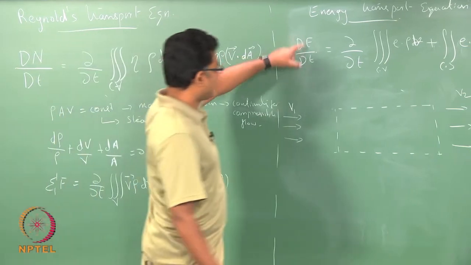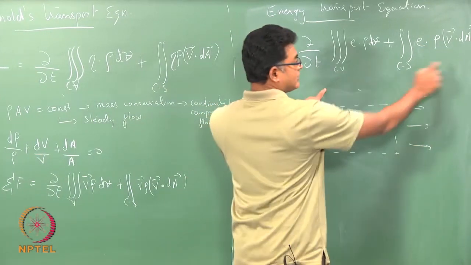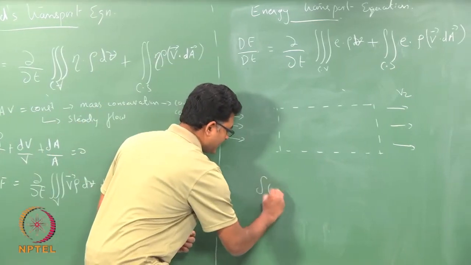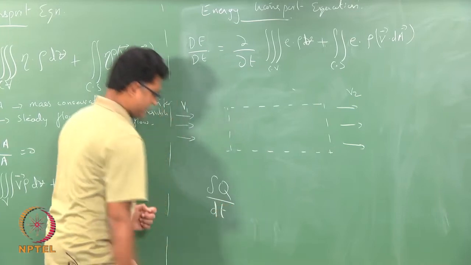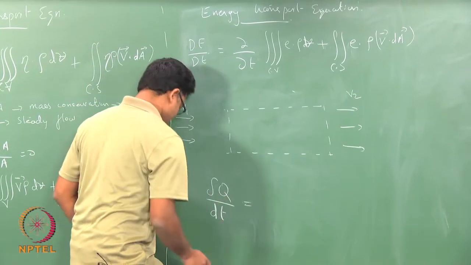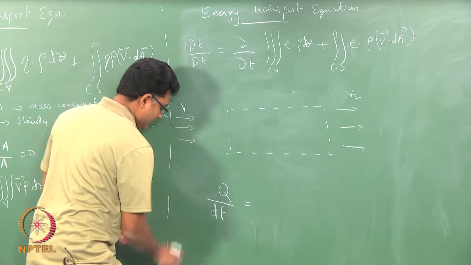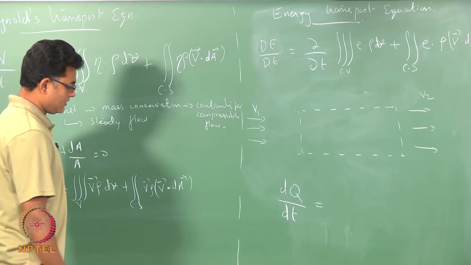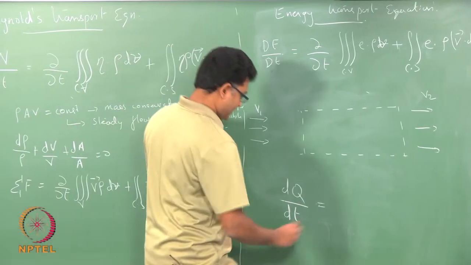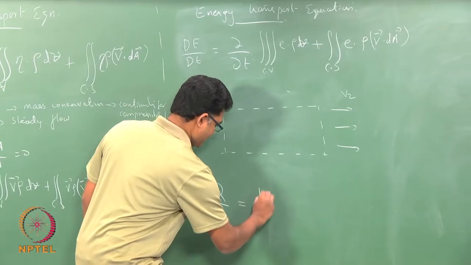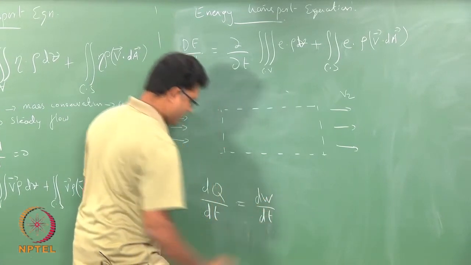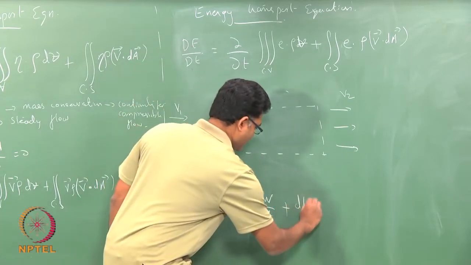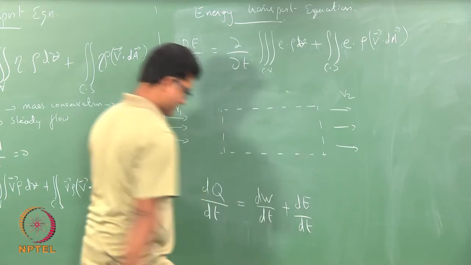So we have written the rate of change of energy within this control volume in this form. Now, the second law of thermodynamics tells us dq by dt equals, let us write dq by dt for the time being. Let us not differentiate between delta q and dq for the sake of convenience. So dq by dt is dw by dt plus dE by dt.